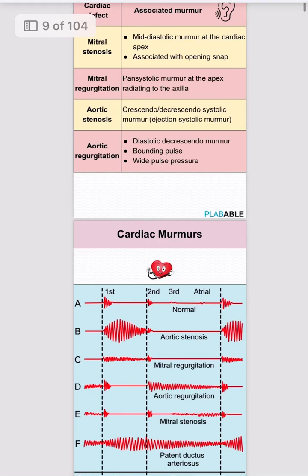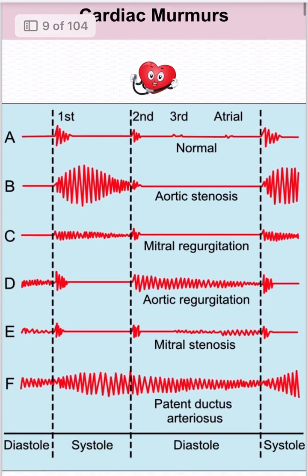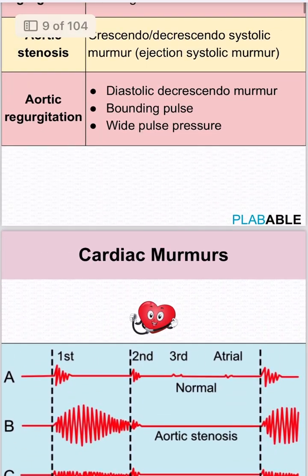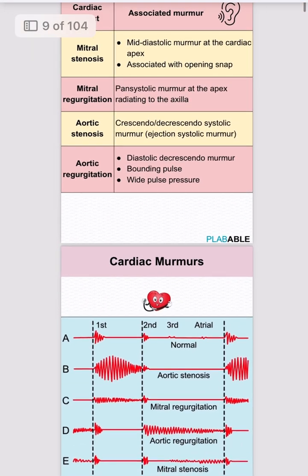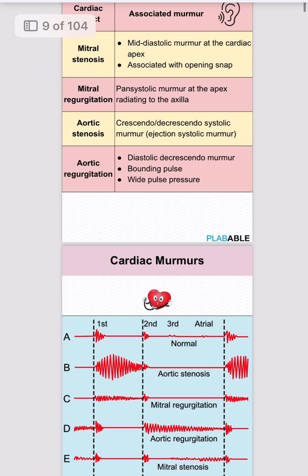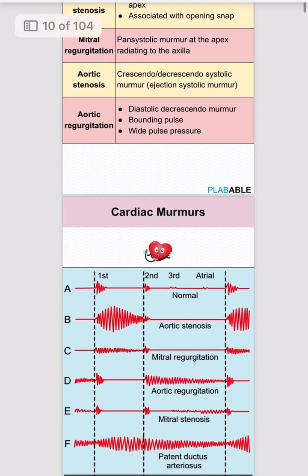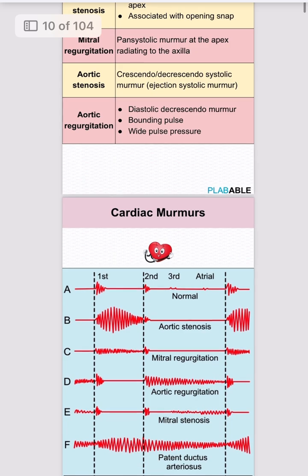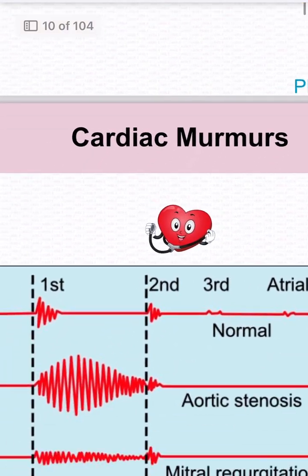So normal heart sound will be audible at the start of first and second heart sound. But if the murmur is audible throughout the systole with a crescendo or decrescendo, then it will be called aortic stenosis, a systolic murmur. And if a patient has a pansystolic murmur throughout the systole, then it is mitral regurgitation, as you can see here.